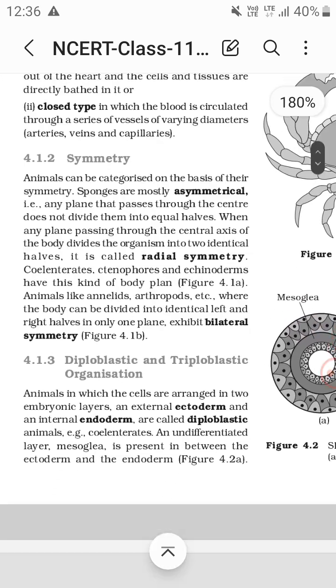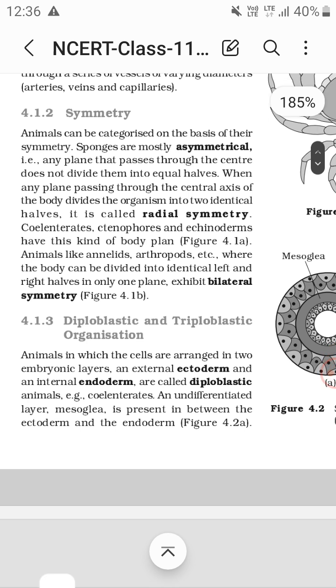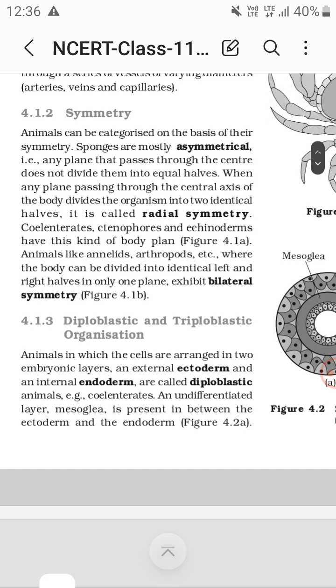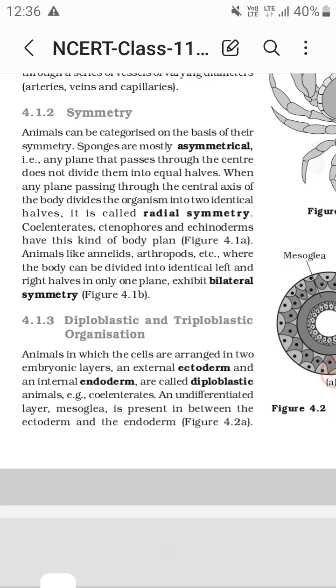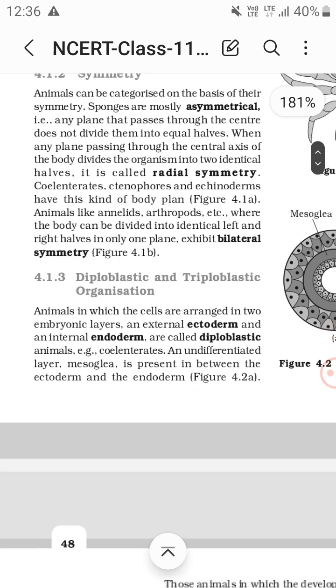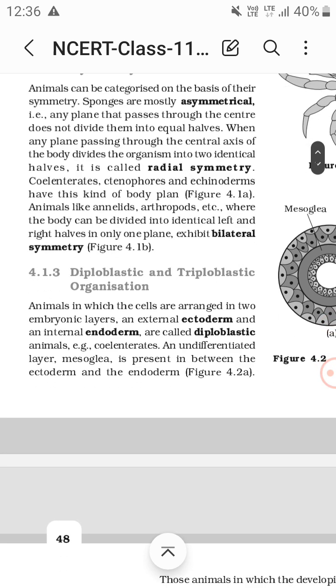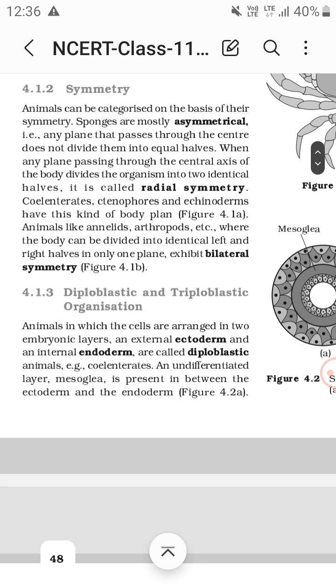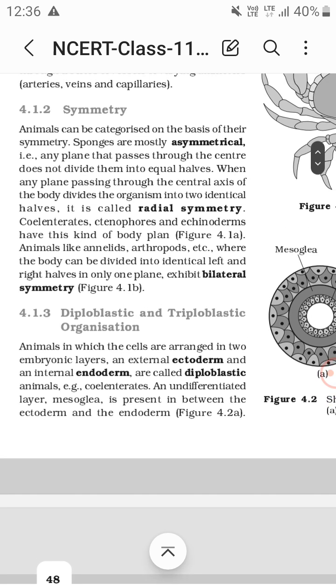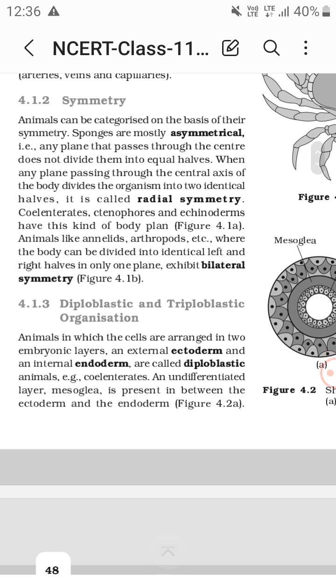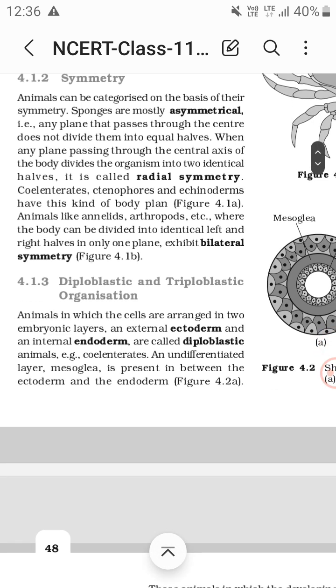Now the next basis of classification is symmetry. Sponges are mostly asymmetrical. What is asymmetrical? Any plane that passes through the center does not divide them into equal halves. Radial symmetry is present in Coelenterata, Ctenophora and adult Echinodermata. When any plane passing through the central axis of the body divides the organism into two identical halves, it is called radial symmetry.